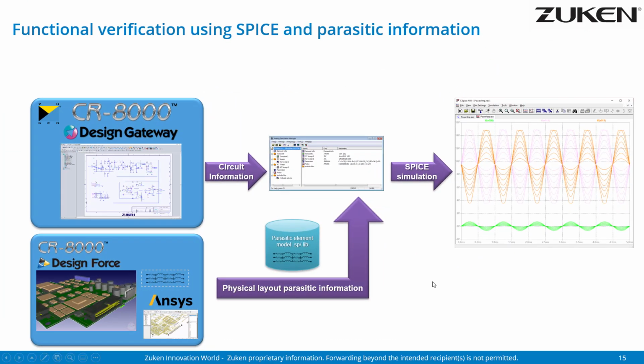Finally, some of the information that can be extracted also from SI Wave, such as the parasitic information for tracks, can be annotated and generated into parasitic element models, which can then be imported into the SPICE simulation environment. Initially, a circuit engineer may have performed a functional verification simulation on the design. Once the physical information is created, we can extract the parasitics, generate those parasitic element models, and add that to the circuit information so we can do a much more enhanced functional verification using SPICE.